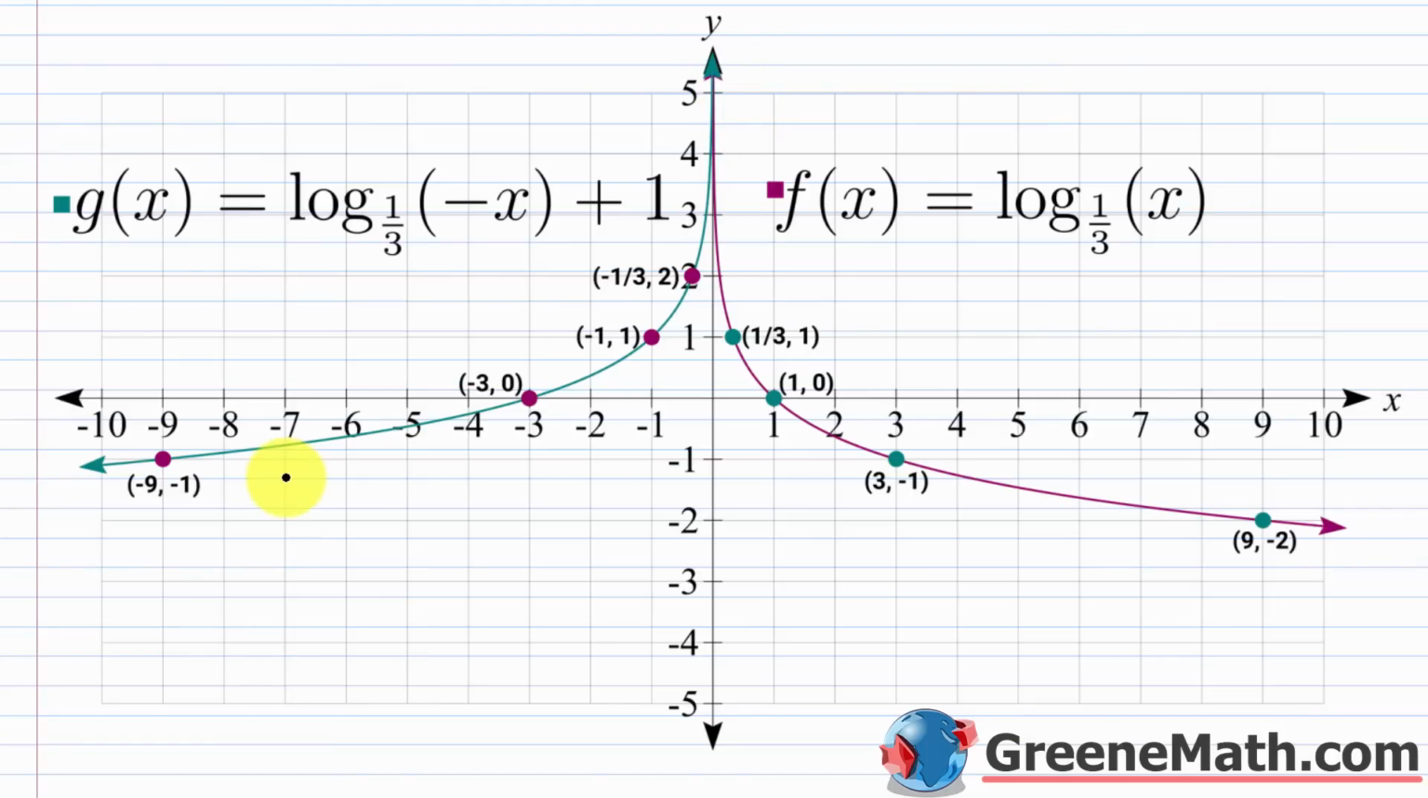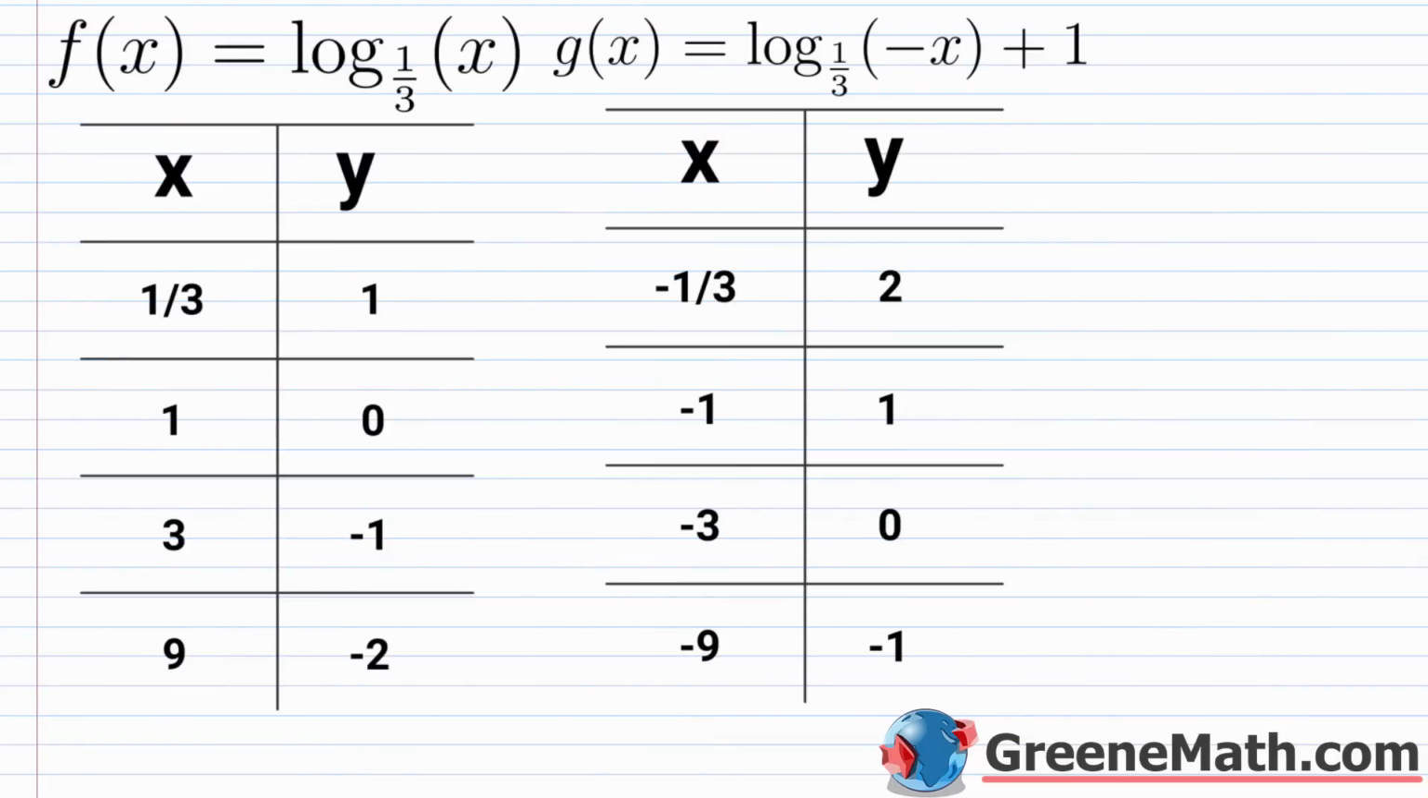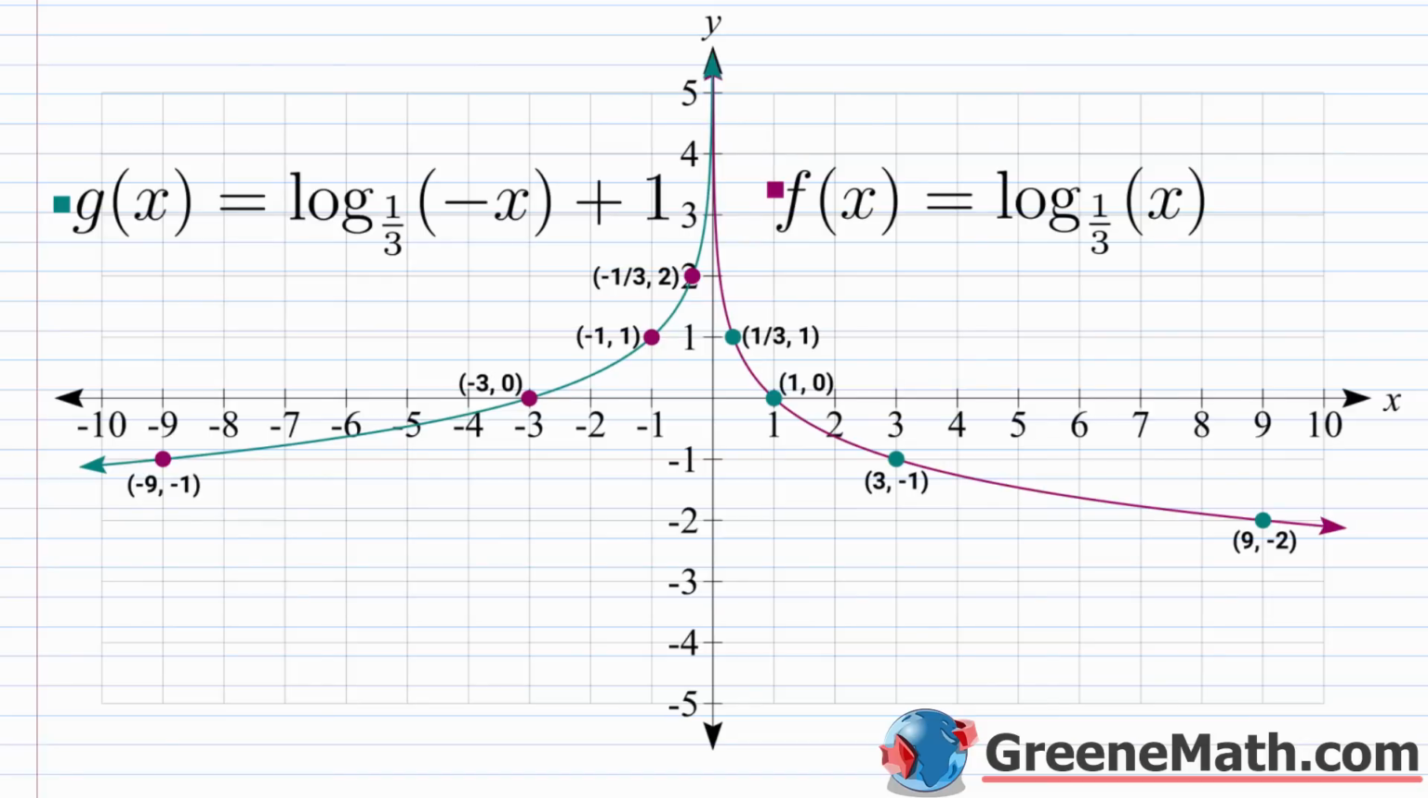In terms of getting this right here, let me come back to the table and do it this way first. Remember that we are reflecting, so let me put REF, across the y-axis, and then we are shifting up by 1 unit. Let me put U1 for that. So in terms of reflecting across the y-axis, your x value will now be its opposite, so 1/3 turns into negative 1/3. 1 turns into negative 1. 3 turns into negative 3. 9 turns into negative 9. And then you're shifting your y value up by 1 unit. So 1 turns into 2, 0 goes to 1, negative 1 goes to 0, and negative 2 goes to negative 1.